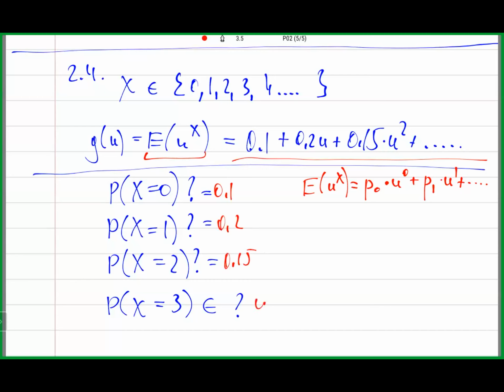This is unknown, but from general logic, we can say that it's between 0 and how much do we have? 65? No, 55, I think. 55, yeah. From the general properties of probability. Yeah, any questions?